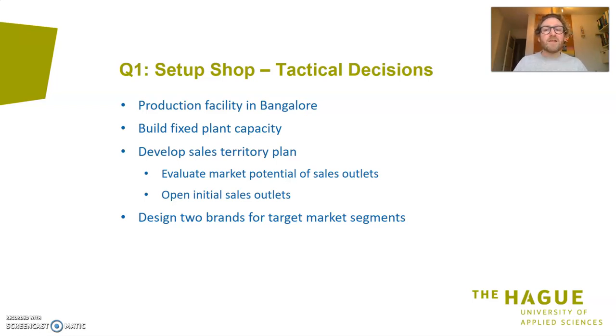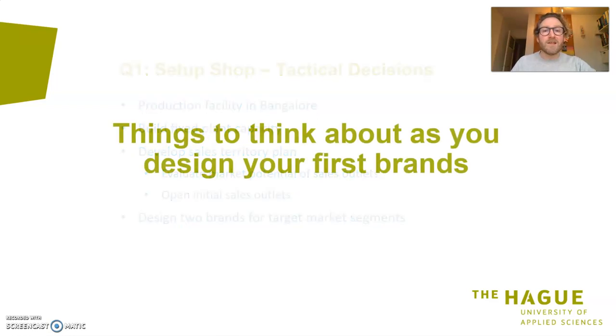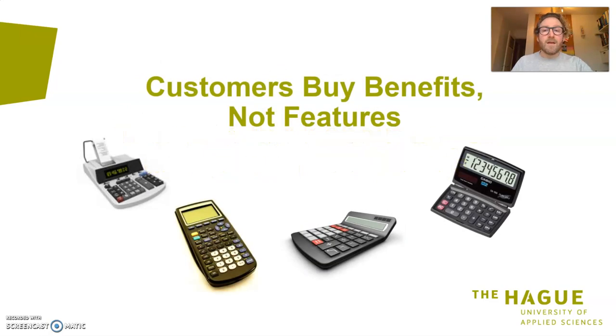You're also going to develop a sales territory plan, pretty much meaning in which market do I want to start. There are 4 markets. Then you're also going to design 2 brands. The brands will be designed based on what the customer wants. So, what will be things to think about as you design your first brands? Main thing, customers buy benefit, not features. You do not want a calculator, no, you want the answer to your equation.